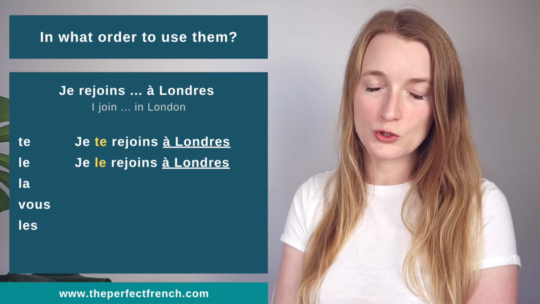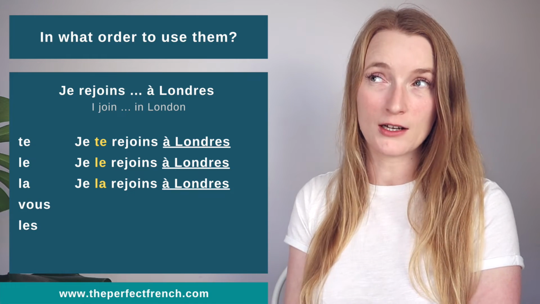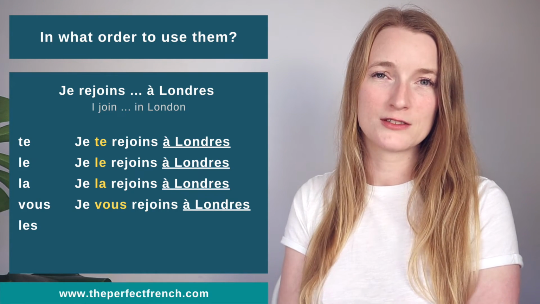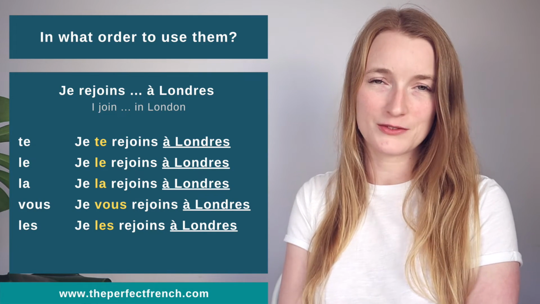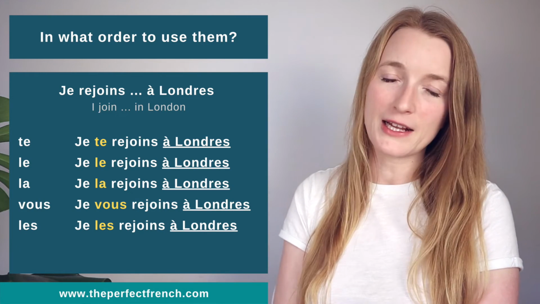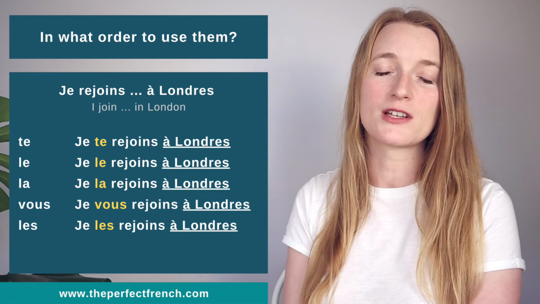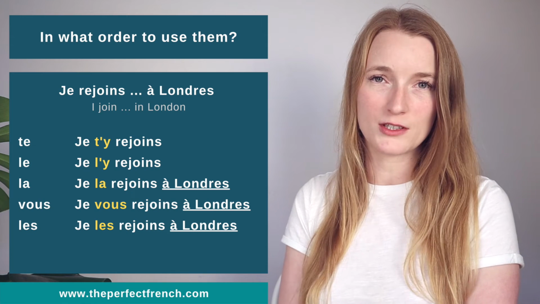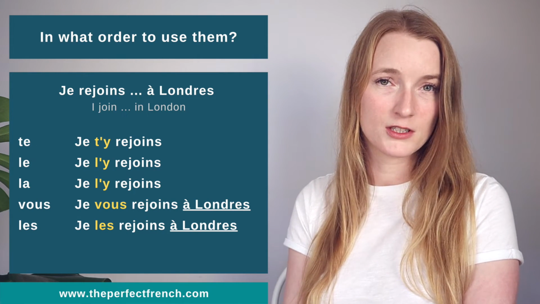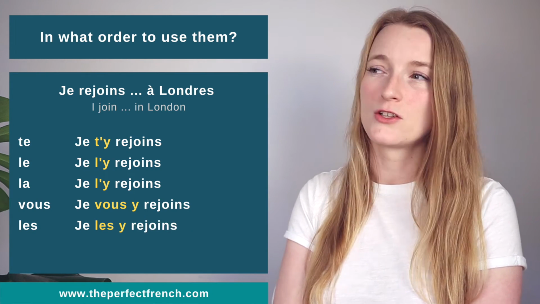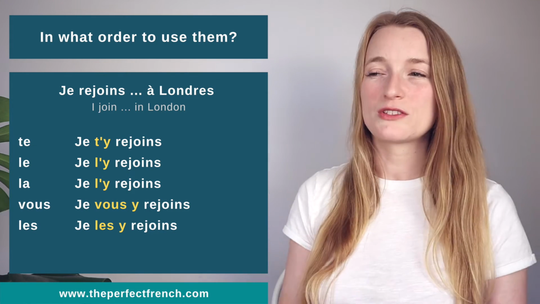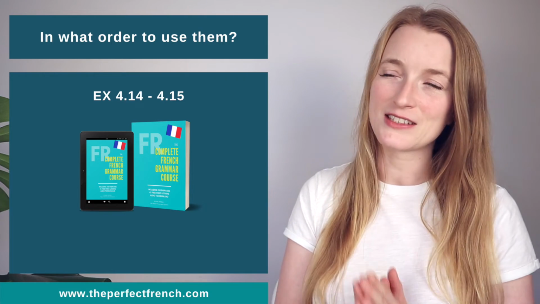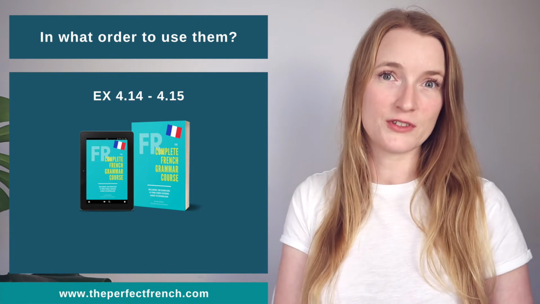So, je te rejoins à Londres. Je le rejoins à Londres. Je la rejoins à Londres. Je vous rejoins à Londres. Je les rejoins à Londres. And then à Londres, because it's a place, it's going to be replaced by the pronoun y. Je t'y rejoins. Je l'y rejoins. Je vous y rejoins. Je les y rejoins. Once you remember the order, it's fairly easy. To practice, you can do the exercises 4.14 and 4.15.